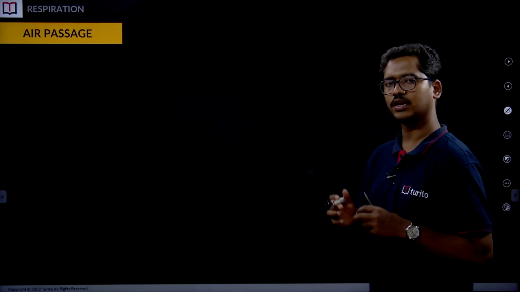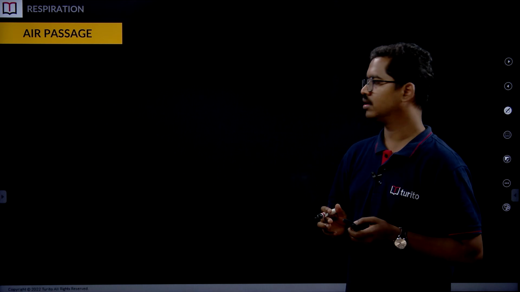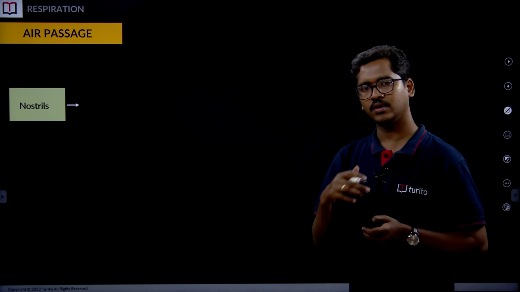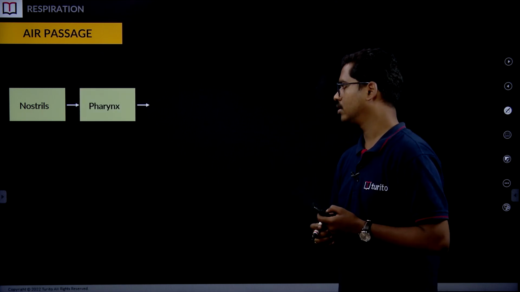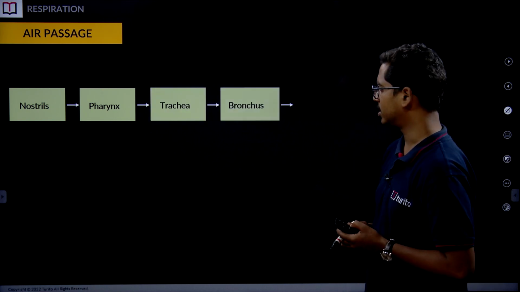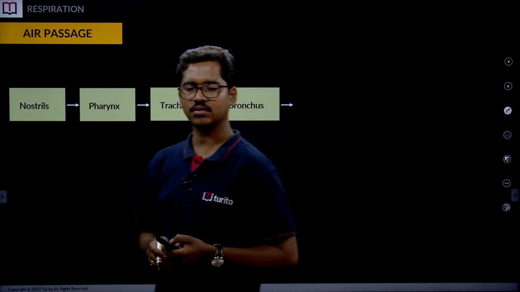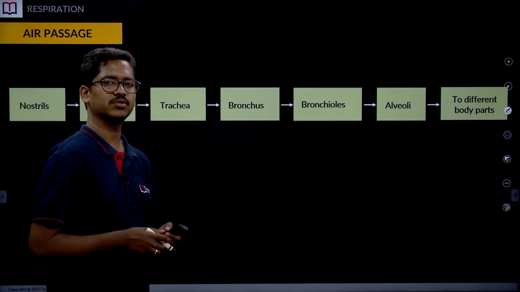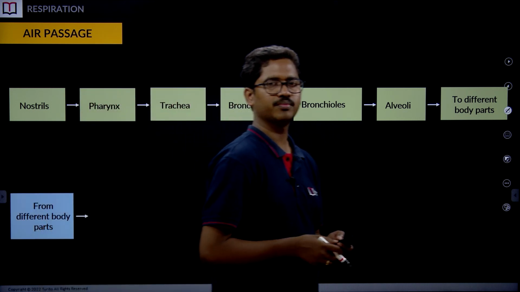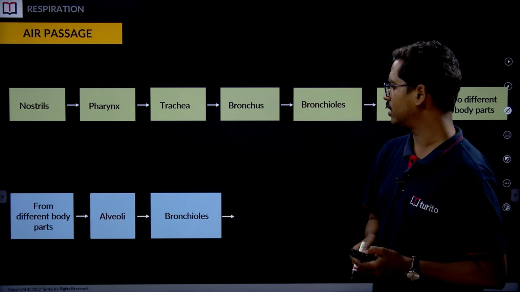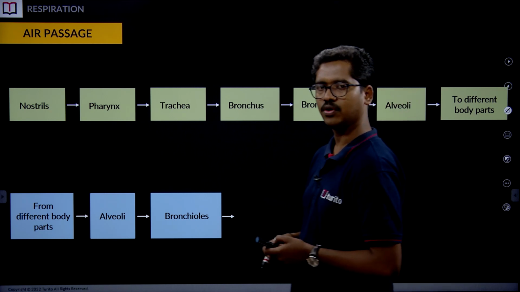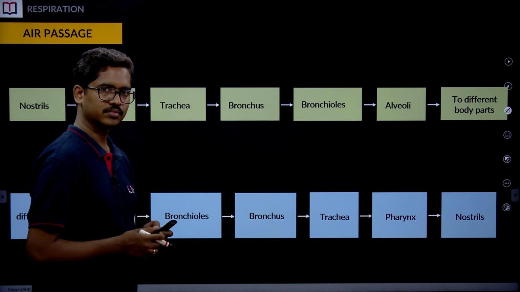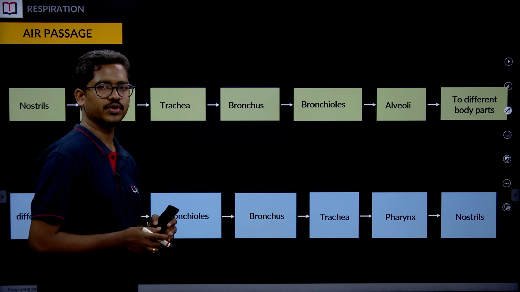Now, I want to tell you something more in the very same mechanism part. Observe these things. First is nostrils, the two openings we have, whenever air passes like this, and then the pharynx, it is in the throat, followed by trachea, then the bronchus, bronchioles, alveoli, then it passes to different parts of the body. And from the different parts of the body, it comes to alveoli and then bronchioles, followed by bronchus, and then it passes to trachea, pharynx and nostrils. Now, this is a sequence of passage that you see.